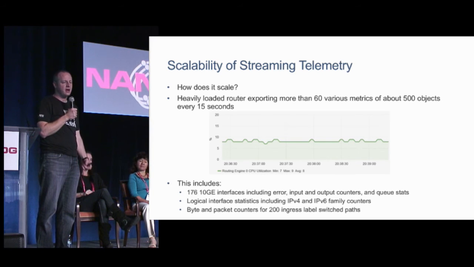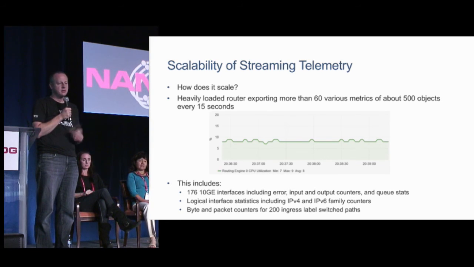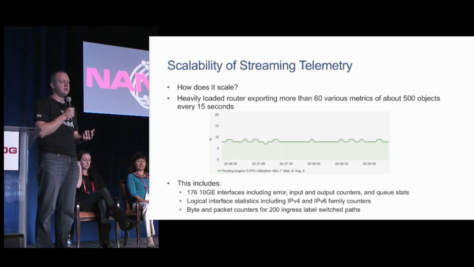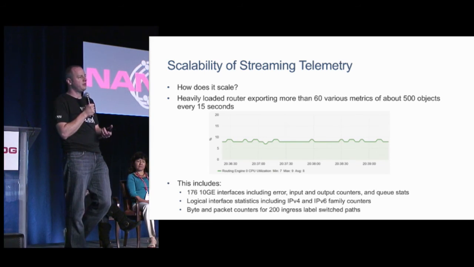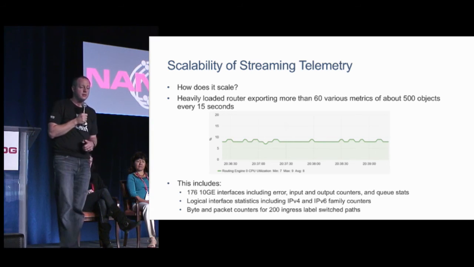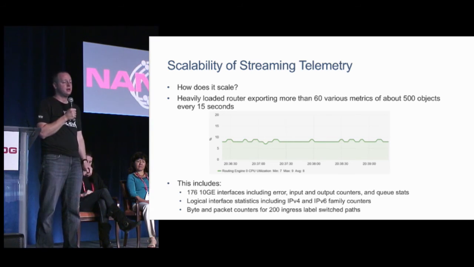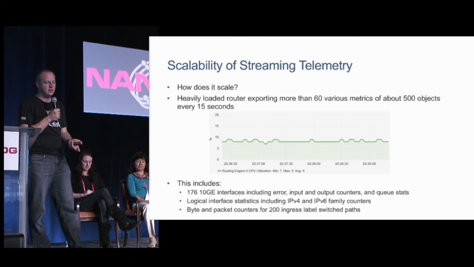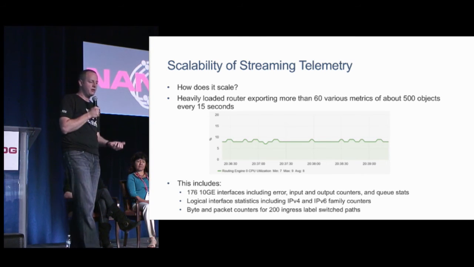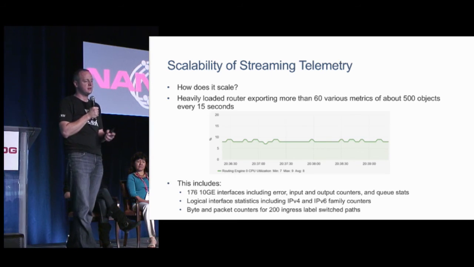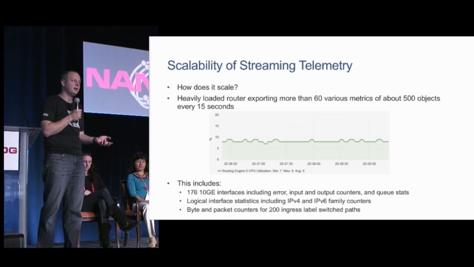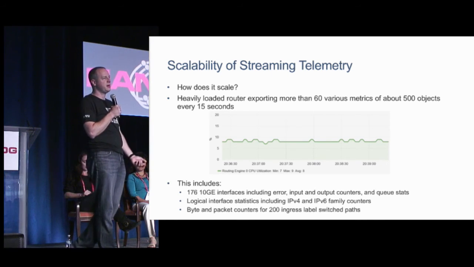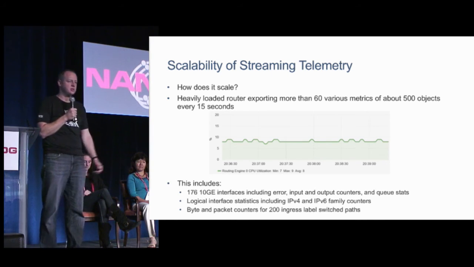This particular one is gathering 60 different metrics, total of 500 objects every 15 seconds, and this is the graph of the CPU utilization of the routing engine on the device as it's gathering all of this data. You can see the numbers here, but that includes 176 10 gig interfaces, errors, inputs, outputs, Q stats, a lot of data. If you were to go and get this data with SNMP, needless to say, if any of you have ever tried to get this type of granular data, you're going to spike the CPU, especially if you happen to be doing route convergence at the same time.